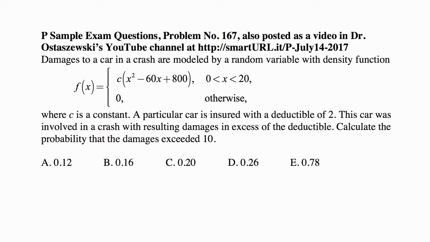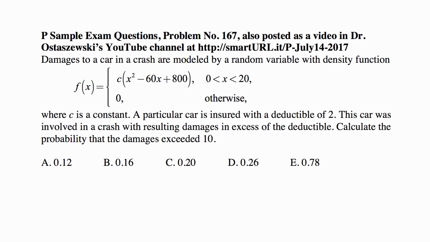So here is a problem for today. We have a probability distribution for damages to a car in a crash modeled by this random variable with this probability distribution, which is positive only for x between 0 and 20, and there it's equal to a constant c times x squared minus 60x plus 800. And the particular car is insured with a deductible of 2. This car was involved in a crash with resulting damages in excess of the deductible. Calculate the probability that the damages exceeded 10.